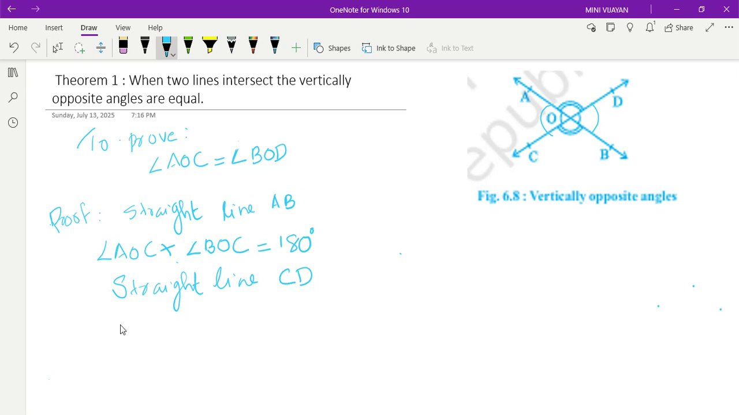We need to add angle BOD plus angle BOC, the same angle which is added with angle AOC. So when you add these two, angle BOD plus angle BOC, what is the total angle you are getting there? It is also 180 because we will get the straight line CD there. Clear?